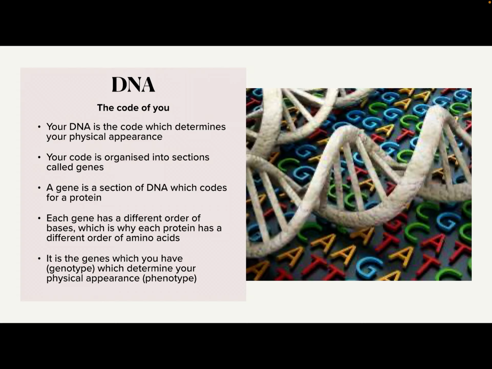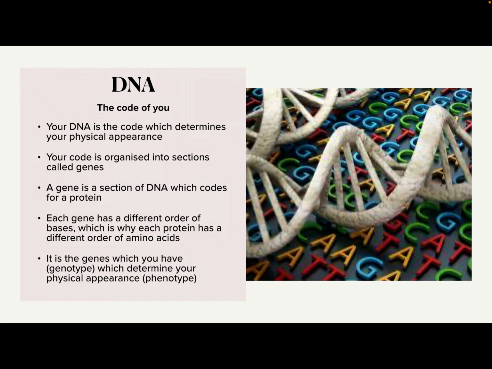Okay, so where does all this variation come from? Well, we look at this more in cell biology in Unit 1, but basically DNA is the code which determines your physical appearance. Your code is very long and it's divided up into different sections called genes, and of course you inherit your genes from your parents. We define a gene as being a section of your DNA which codes for a specific protein.